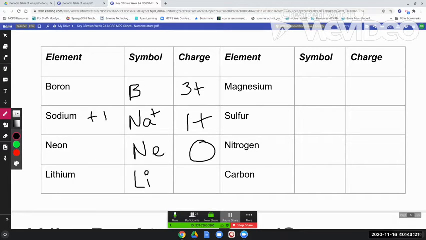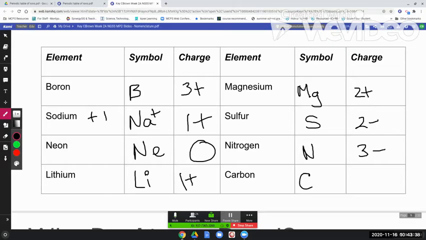Lithium is Li. It also has a plus. If you just want to leave it as a plus or 1+, that's fine. Magnesium is a 2+. Sulfur is a 2-. Nitrogen is a 3-. And carbon is special. It could be a 4+ or minus.